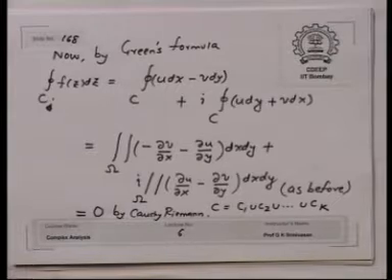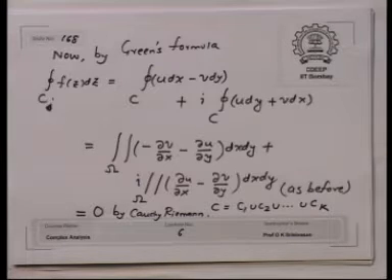Integral f(z) dz over C is 0. What is the meaning of the statement? It means integral f(z) dz over C1 plus integral f(z) dz over C2 plus etc. plus integral f(z) dz over Ck is 0.